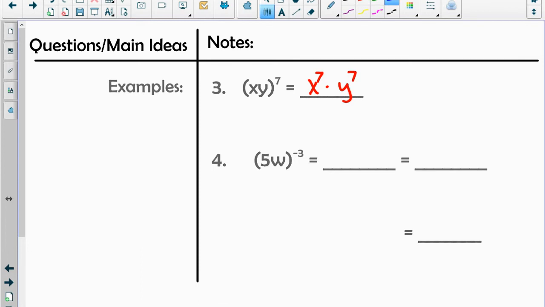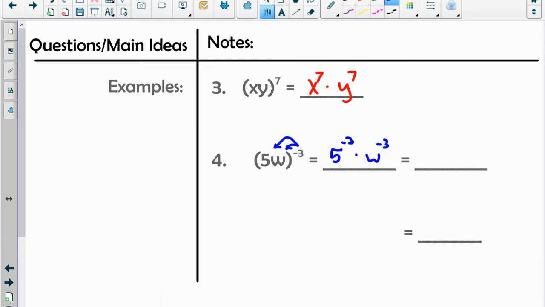In number 4, we have 5w grouped together, raised to the negative 3rd power. So the first thing I want to do is recognize that the 5 times the w, I can split that into 2 factors and distribute my exponent. I raise each part to the negative 3rd power. Now, the problem with that is I have negative exponents. Remember in the first screen, we said you can never have negative exponents in your final simplified answer. So we apply what we learned about negative exponents the other day.